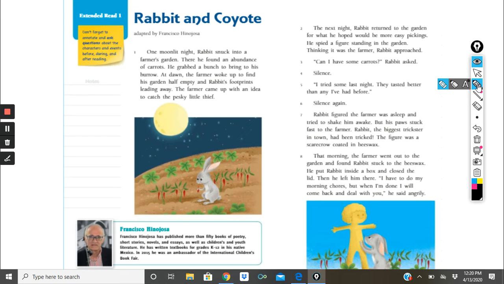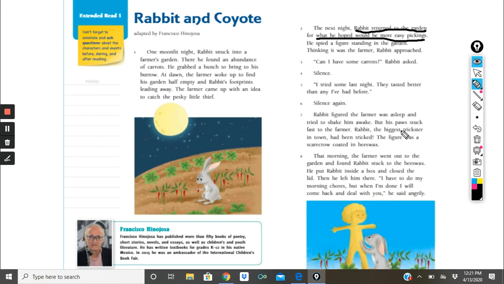So one thing that jumped out to me was in paragraph 2: the next night, Rabbit returned to the garden for what he hoped would be more easy pickings. That means he not only came and stole in paragraph 1, where the narrator pointed out that he was a pesky little thief, but he even goes back to get more. So it's not a one-time thing. He's making poor choices consistently. So I'm thinking he's untrustworthy, meaning he's someone who can't be trusted to make the right decision.